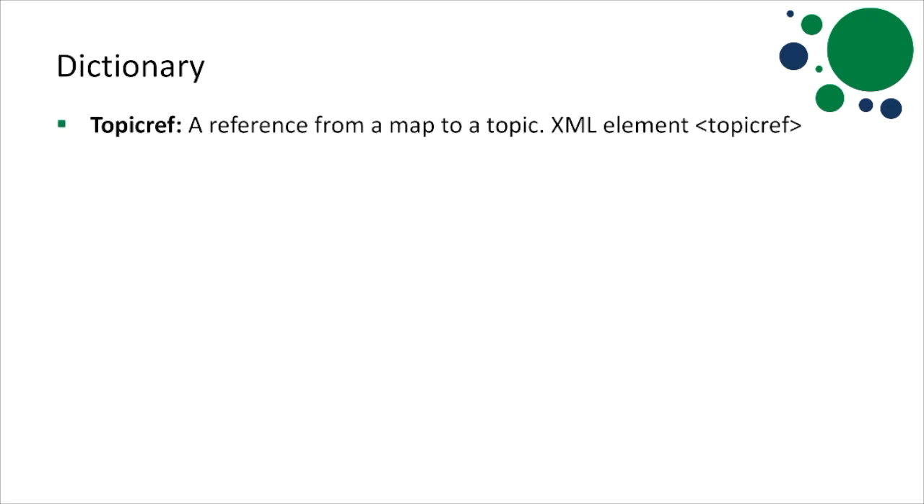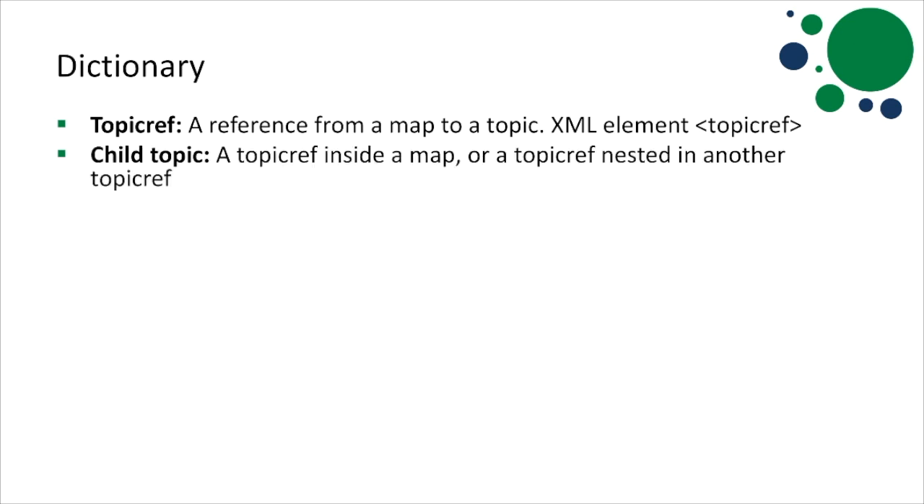So here's some vocabulary you'll need to know when you're dealing with data maps. First of all is the topic ref. It is the XML element, and it is the main reference mechanism within the data map. It does exactly what it sounds like. It refers to a topic. Your map is typically going to have multiple topics in it, meaning multiple topic refs. Many of these topic refs will be nested inside of each other. This introduces the concept of the child topic. A child topic is any topic ref that is nested within another topic ref.